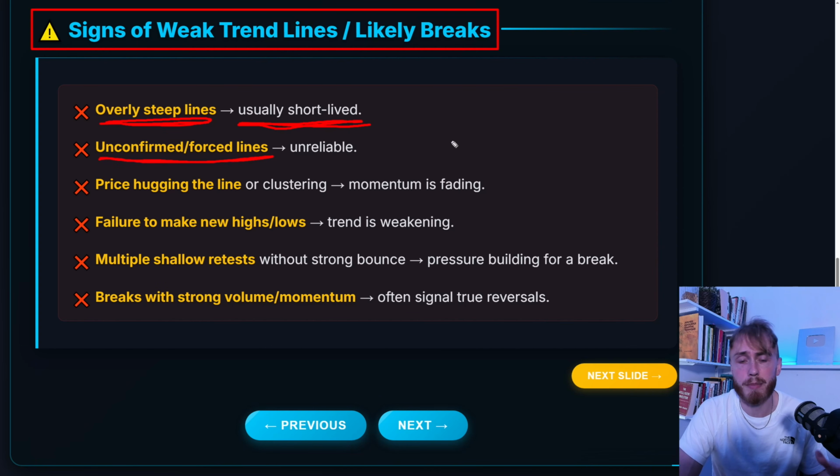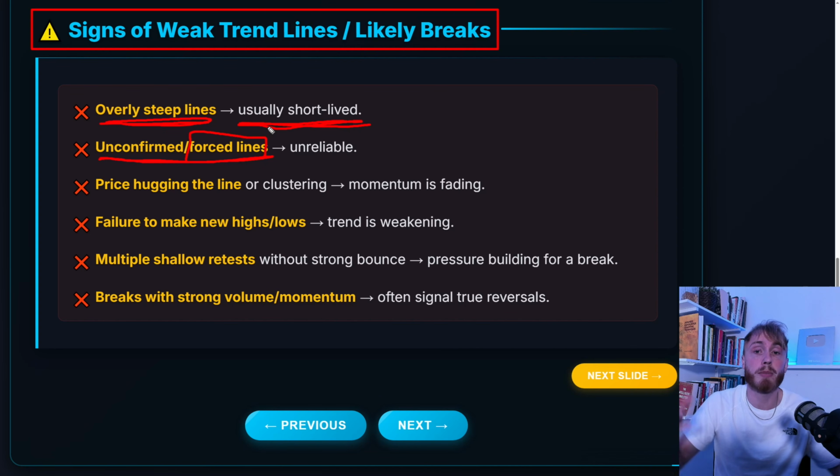With unconfirmed, I mean that it hasn't had 3 touches yet. This is a thing that many traders use. But remember what I said earlier, that I focus more on the quality of the touches rather than the quantity. And forced lines, what I mean by this is that many traders try to put trend lines everywhere on the chart, and this would just make the chart harder to read.